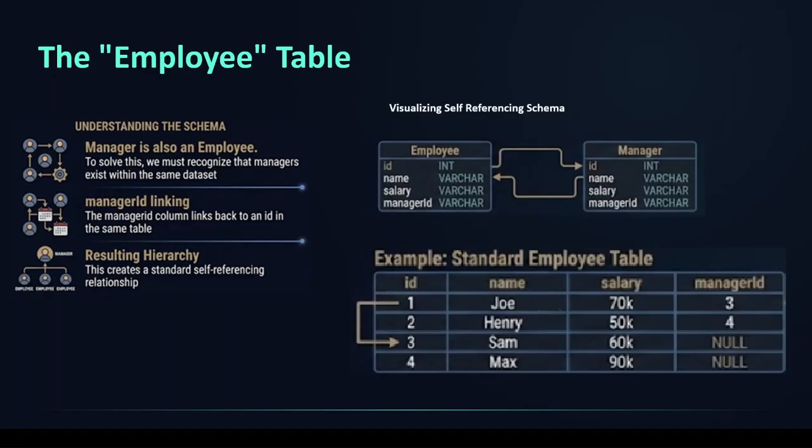Let's look at our data source first. When we encounter this problem in an interview, you'll usually be given a single table, often called employee. Take a closer look at the schema on the screen. We have 4 columns: ID, name, salary, and manager ID. For a beginner, this is where the confusion usually starts. You might ask, where is the manager table? There isn't one. In efficient database design, a manager is just another employee. Therefore, the manager's data lives in the exact same table.